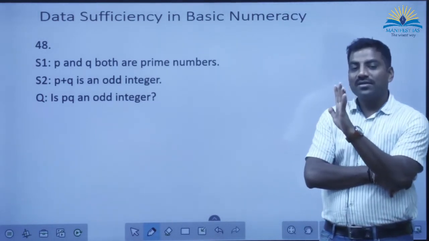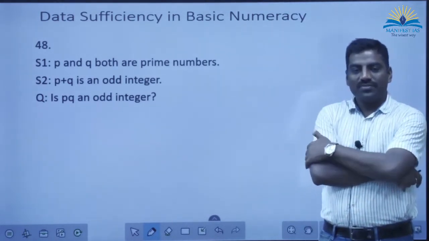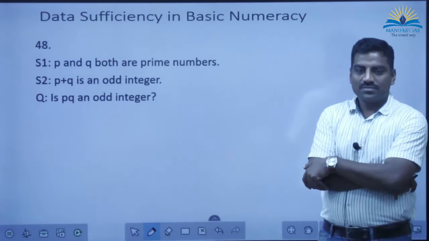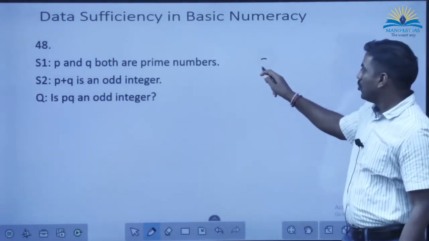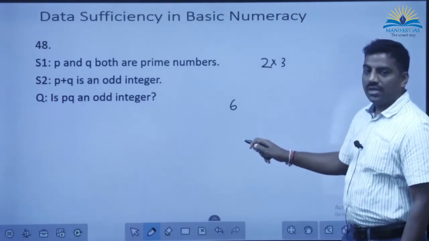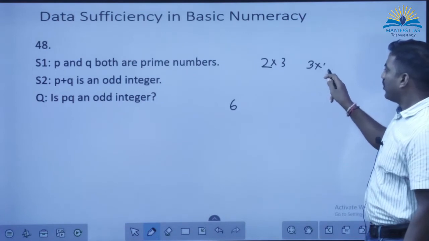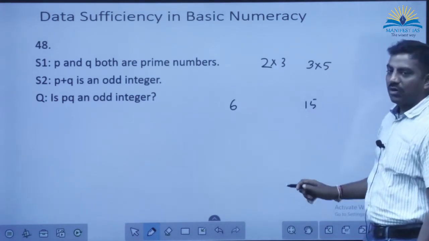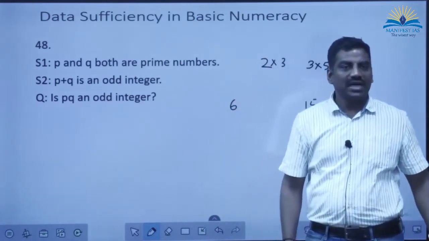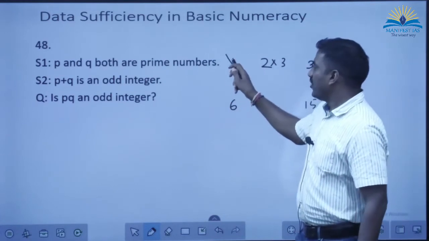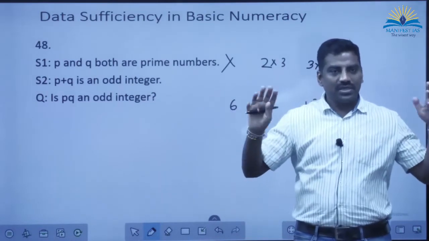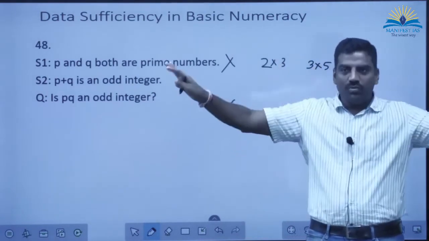Which numbers? Why can't I imagine 2 and 3? One chance is 2 and 3. 2 into 3 will give us 6. One more chance is 3 and 5. Now tell me, is PQ an odd integer in this case or this case? Can't say. So with the first statement alone, I can't say. Forget the first statement. Delete the prime number part, all that.